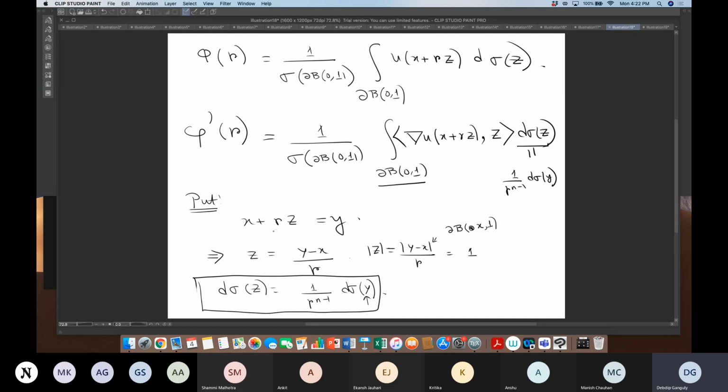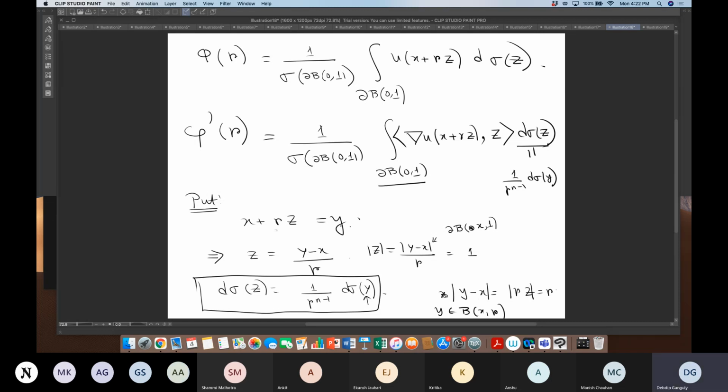Now you write down y. So now the radius is r. So now you can write y minus x is equal to rz. You take modulus of this. This is r because mod z is 1. So y is in B(x, r). Is that clear? Yes or no?